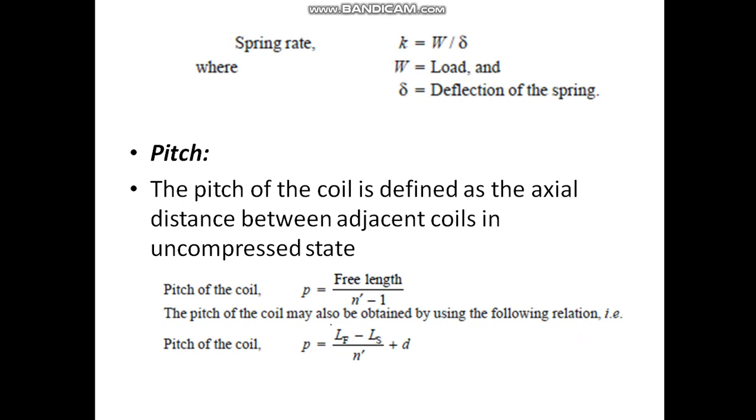So pitch p is written as free length divided by n dash minus 1, or the other formula we can use is free length minus solid length upon n dash plus d.